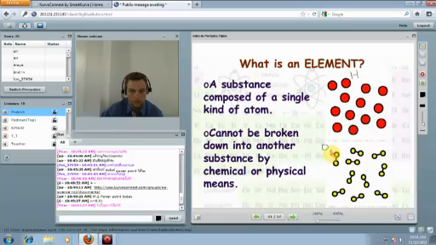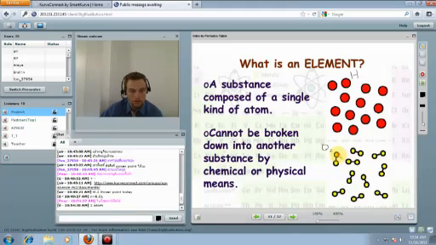Can anyone tell me what this little 2 is? Well, it just means 2 oxygen atoms. Okay? Yes, perfect, thank you. 2 atoms, and they're connected. And this is how we typically see oxygen. It likes to be connected to another oxygen.